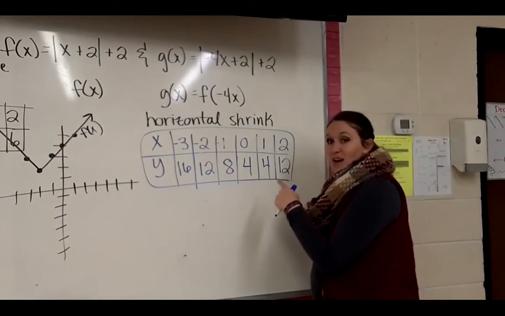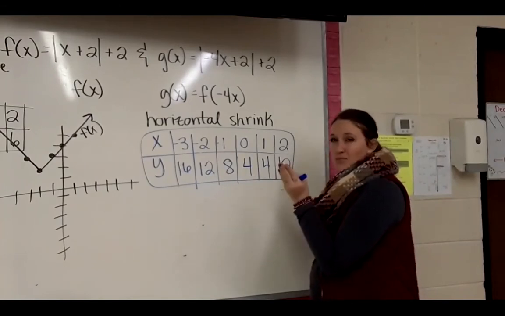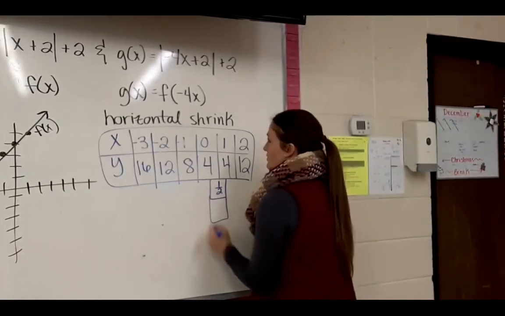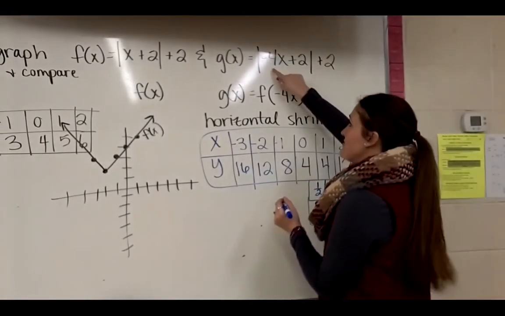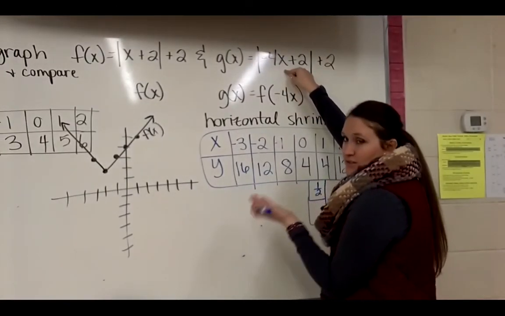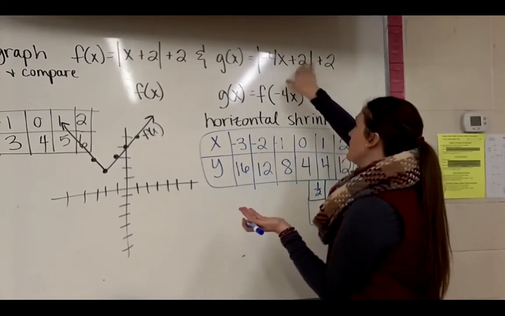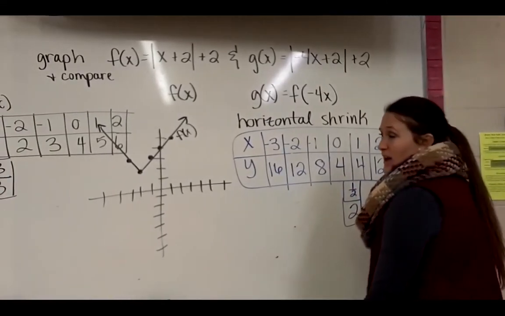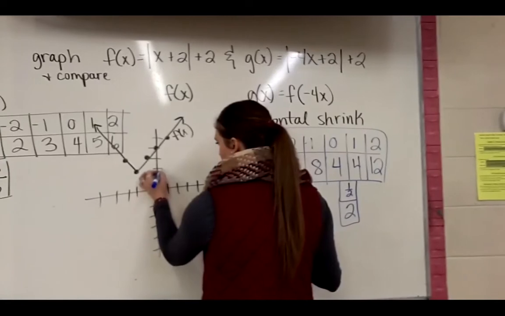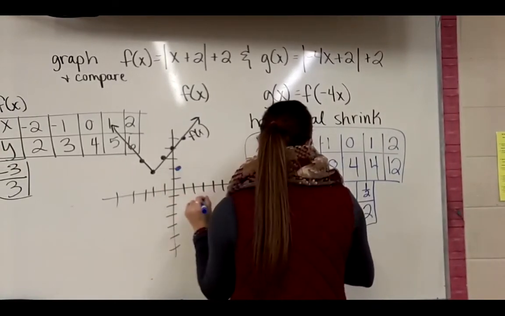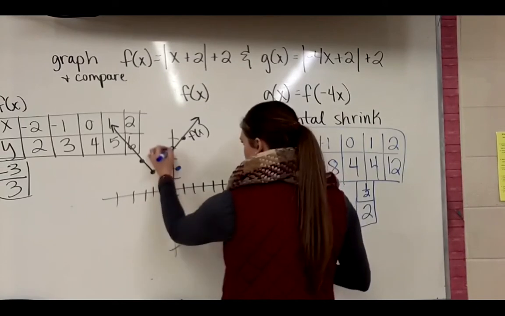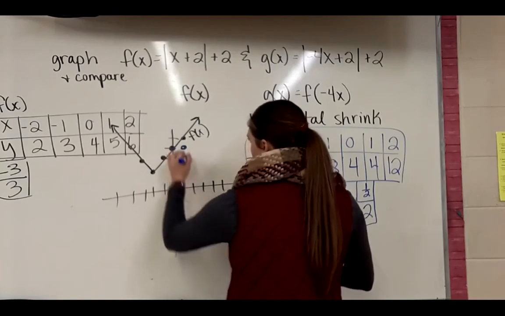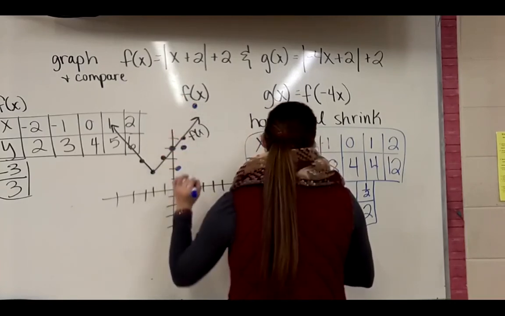We need a vertex in there, so I'm going to plug a number in between them. It's 0 and 1, so I'm going to plug in 1/2 and see what I get for x. -4 times 1/2 is -2. -2 plus 2 is 0, plus 2 is 2. Thank goodness I didn't get 4 again. That lets me know that's my vertex. So 1/2, 2. Then I have 0, 4; 1, 4; and 2, going up.